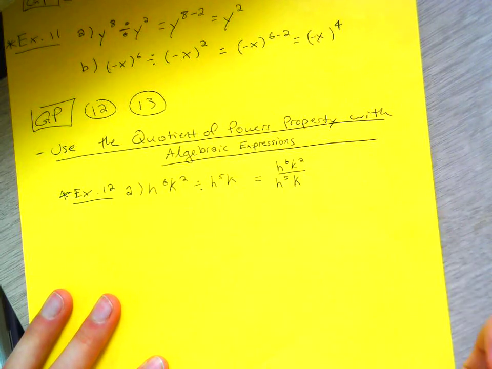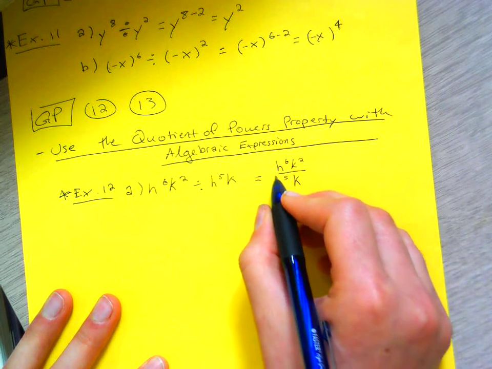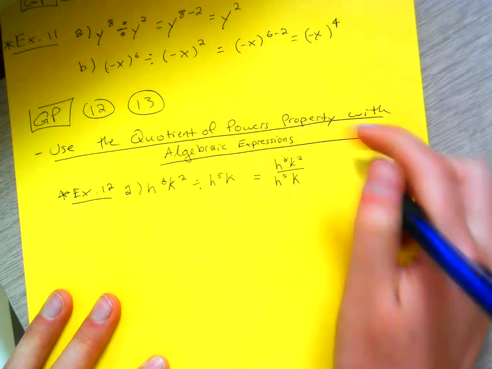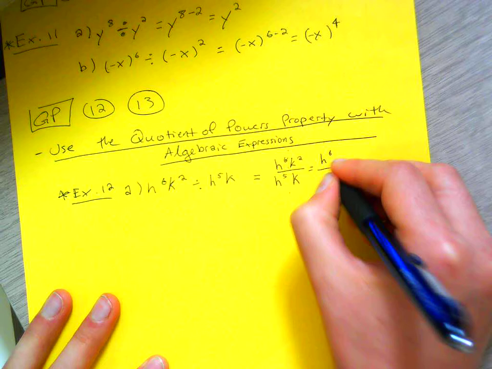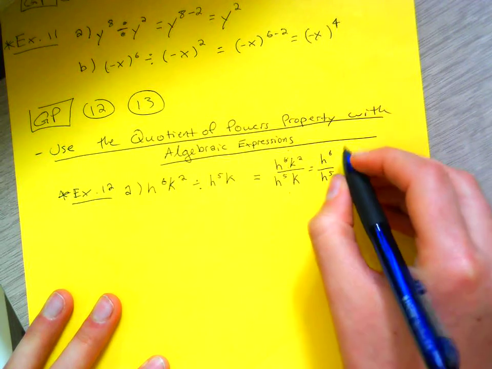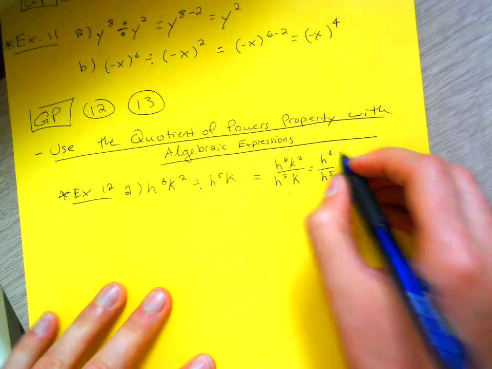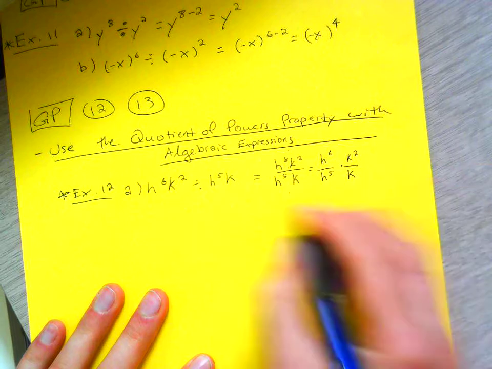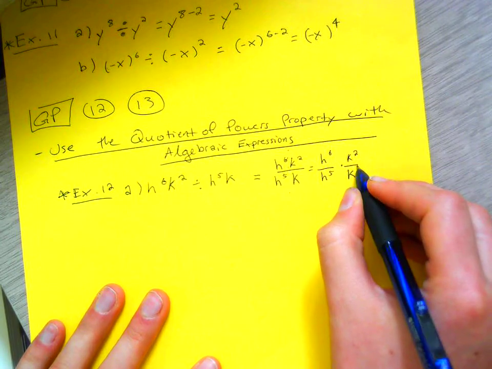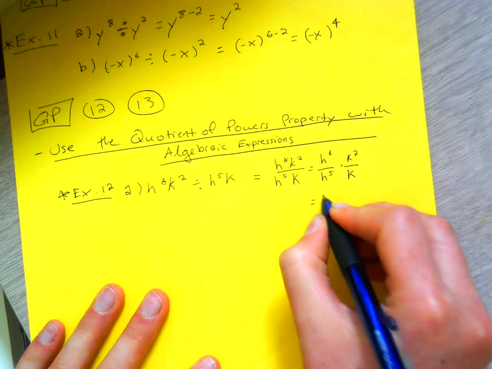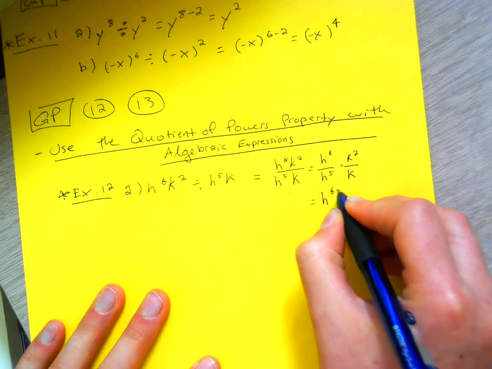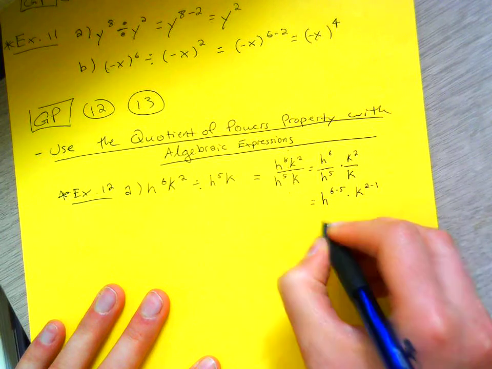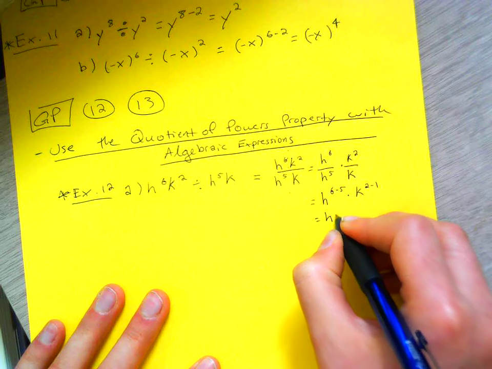Now let's separate this into parts. We're going to pull them apart. That equals h^6 over h^5, and then k^2 over k. And we can simplify this further. This equals h^(6 minus 5) times k^(2 minus 1), which equals hk, because we're left with 1 h and 1 k.